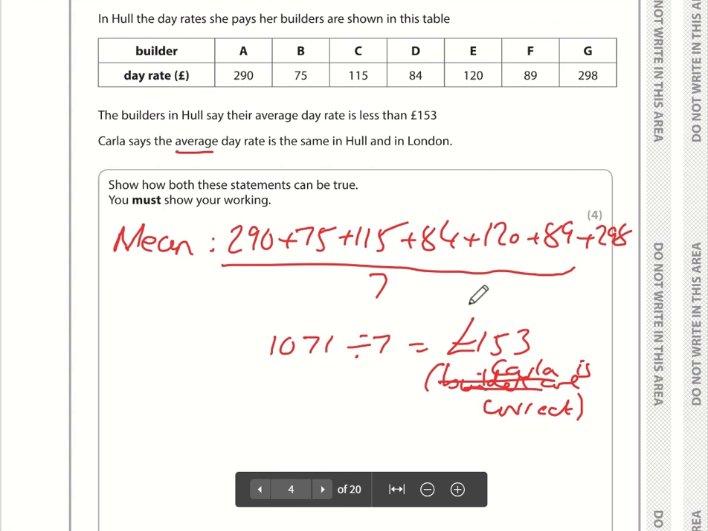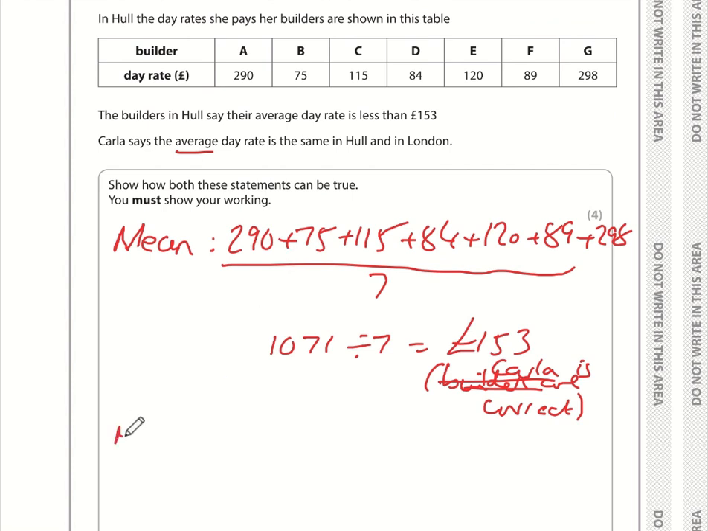Well, let's try another way of calculating the average by using the median. We can't work out the mode because there are no values that appear more than once. So first of all, let's put these in order. So 75, 84, 89, 115, 120, 290 and 298.